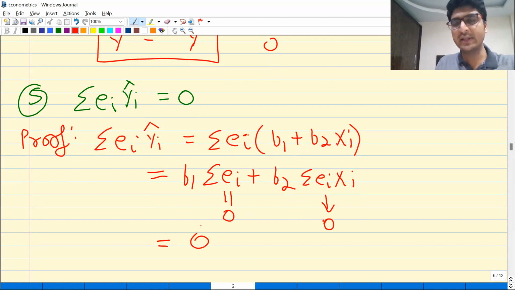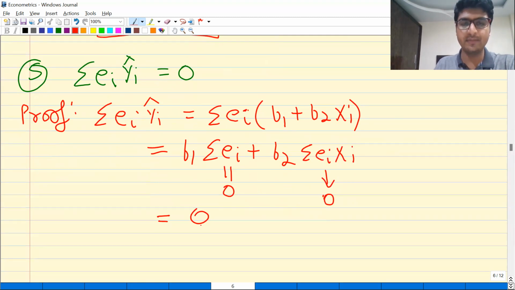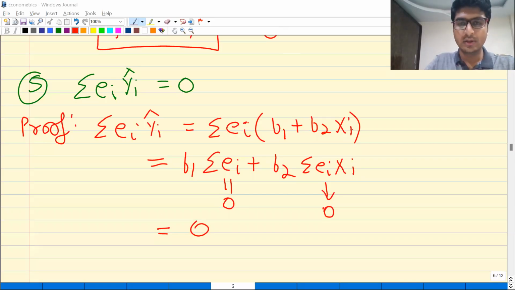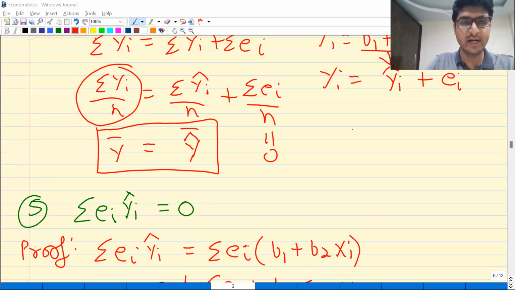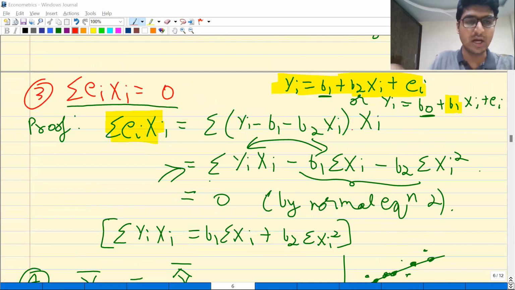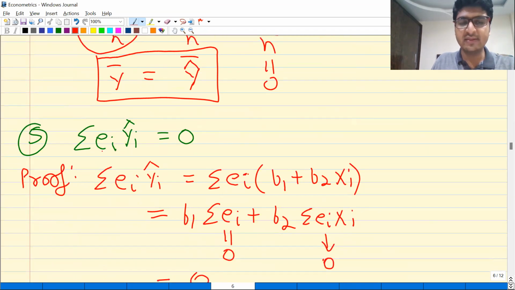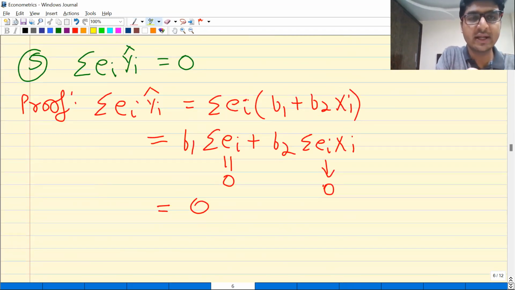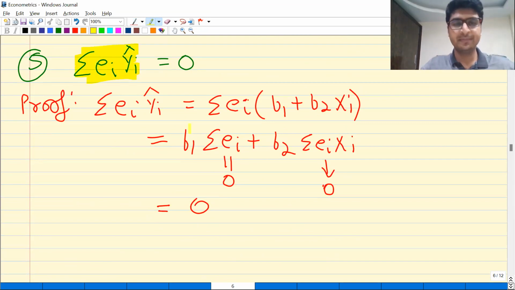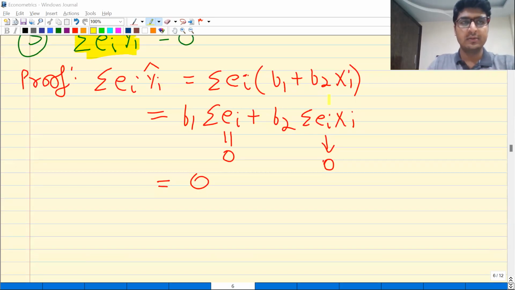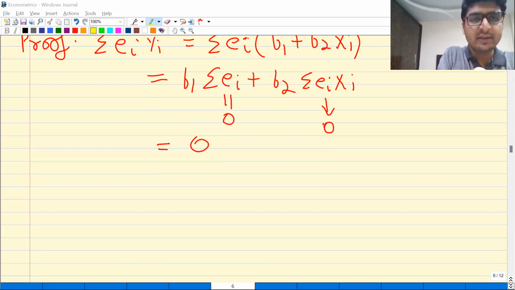ठीक है, तो अभी मैं प्रूव करता हूं कि summation ei xi 0 कैसे. तो summation ei xi 0 ये हम ऑलरेडी प्रूव कर चुके हैं यहां पर. So summation ei is 0, summation ei xi is 0, and hence summation ei into yi is also 0. Okay. So these were the properties for OLS.